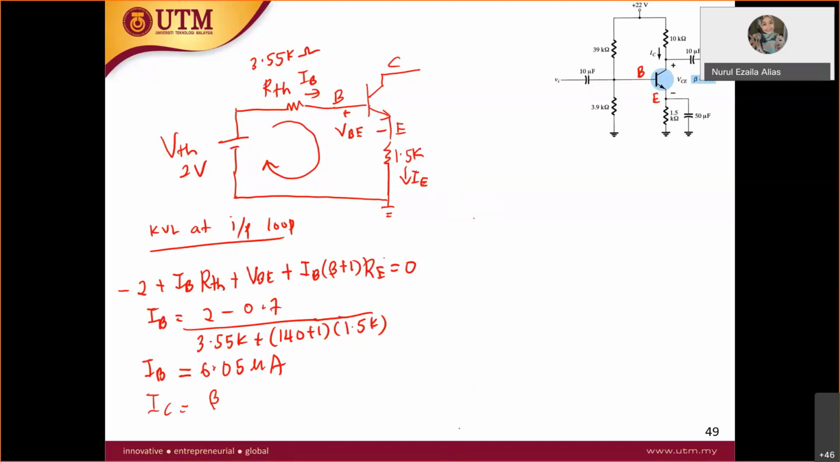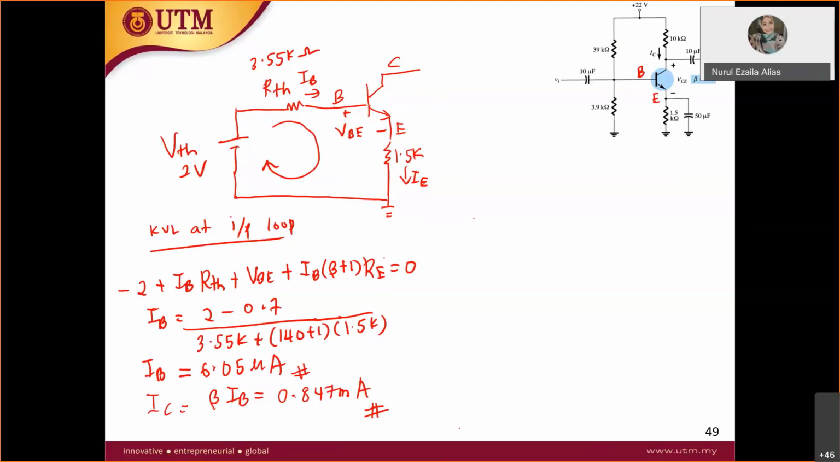So can you find IC? IC is beta IB, which is equal to 140 times 6.05 times 10 power -6, which is 0.847 milliampere. Did anyone get the same answer as Wen Chuan? Same answer, Vidya. Great.